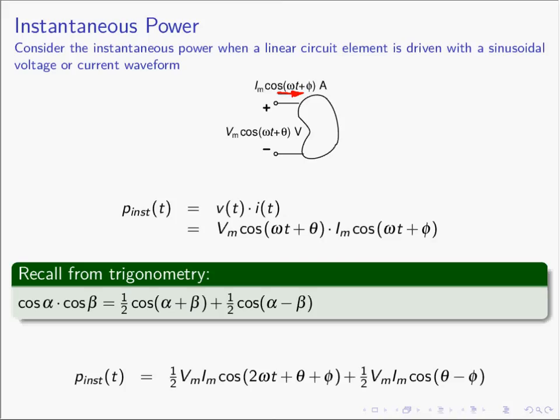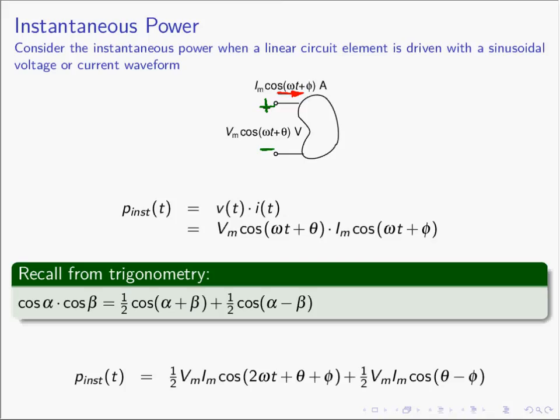If you force that current into a linear circuit element, then in general I expect a voltage to be created, plus to minus, so we're satisfying the passive sign convention. The magnitude of that voltage is going to be Vm cosine(omega t plus theta). It has a magnitude Vm and a phase angle theta, which is in general different from phi. Now we're interested in the power absorbed by the circuit element.